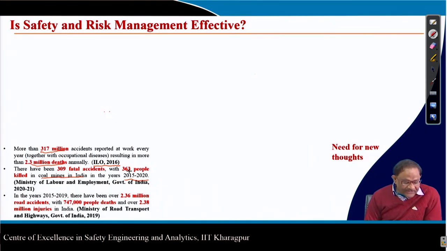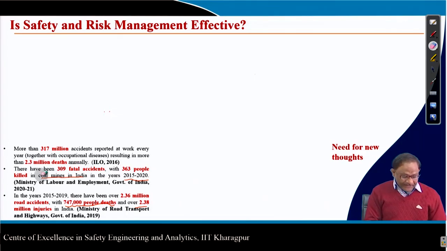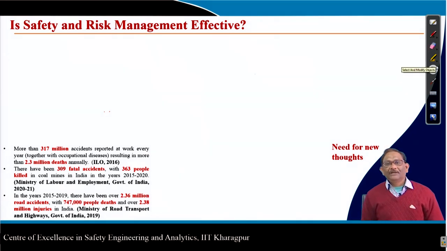And if you see the road accidents in India, the figure is much worse: 2.36 million road accidents with 747,000 deaths and over 2.3 million injuries in India. So it is not only that the statistics are alarming globally; even in India, these statistics are not good at all, and we have to have some new thoughts, some new way of managing safety. Managing safety and risk at the workplace in particular is very, very essential.